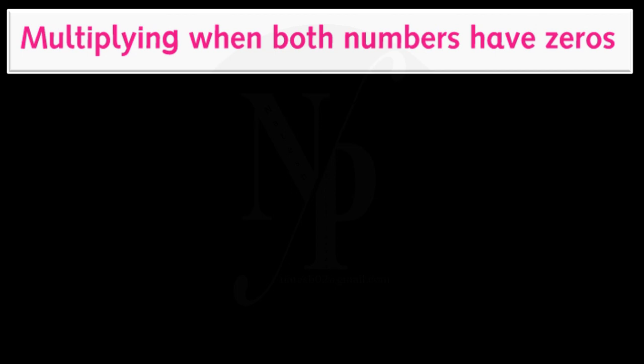Multiplying when both numbers have zeros. That means in the two numbers which we are multiplying, we have zeros in both of the numbers. In such numbers, how we should find the product? Let us see now. So as the first example, let us take 20 into 30. So here we have zeros in both the numbers to be multiplied. Let us see how these can be multiplied.